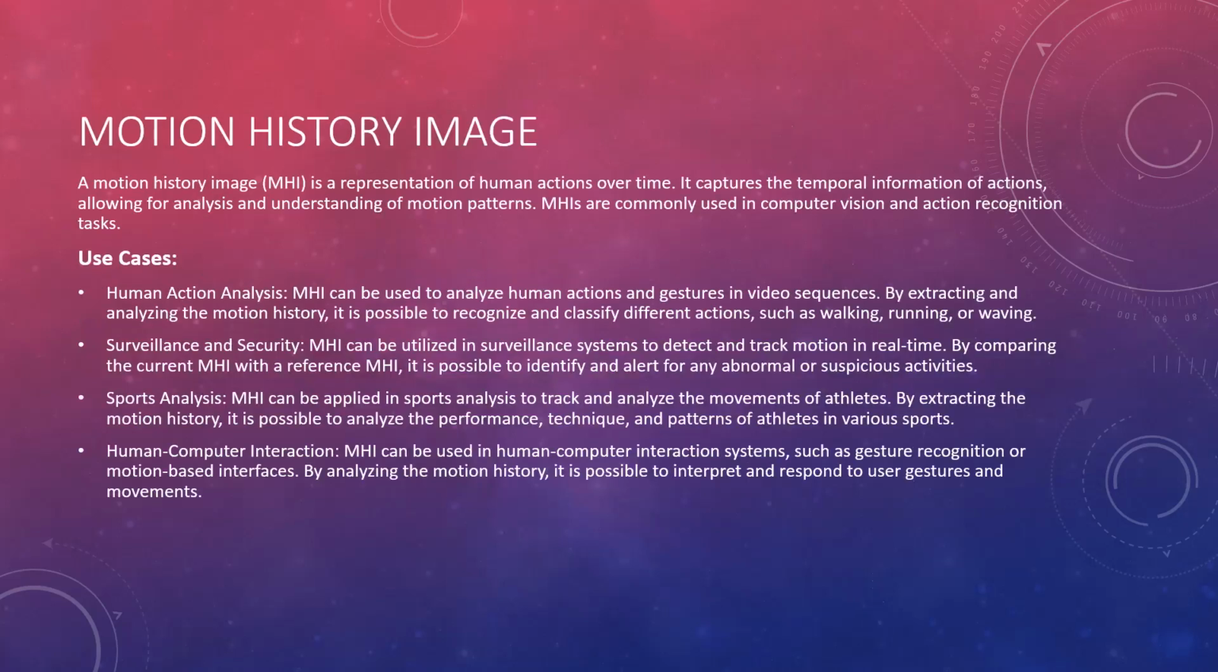Motion history image. A motion history image is a representation of human actions over time. It captures the temporal information of actions, allowing for analysis and understanding of motion patterns. MHIs are commonly used in computer vision and action recognition tasks.